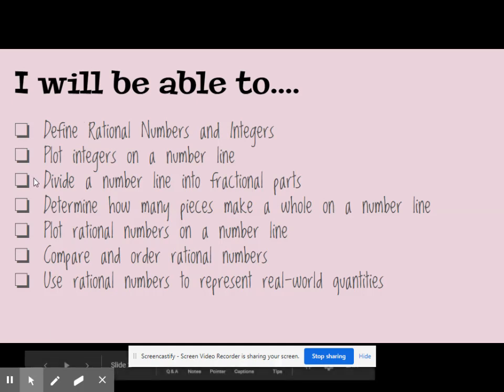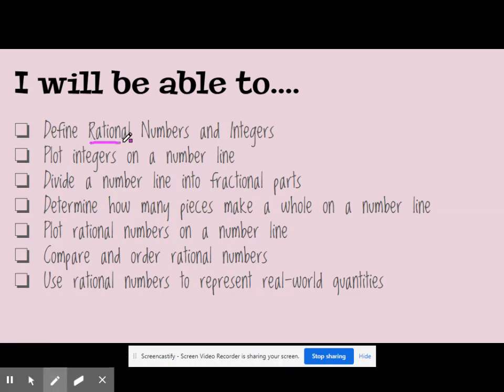So these are the goals that we should be able to do by the end of the week. This is going to be a 2-day lesson, so we're going to break it up over 2 days. But by the end of the week, we should be able to define rational numbers and integers. We want to know which is which and how to tell them apart. We want to be able to plot integers on a number line. We want to divide number lines into fractional parts.